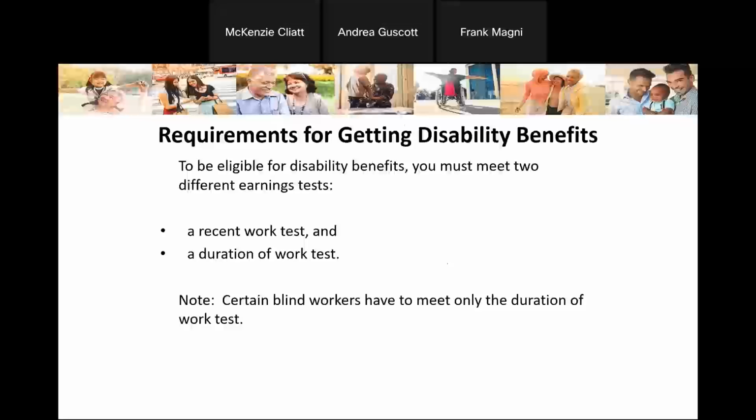In addition to meeting the definition of disability, you must have also worked long enough and recently enough under Social Security to qualify. And this is strictly for SSDI benefits. Next slide, please.